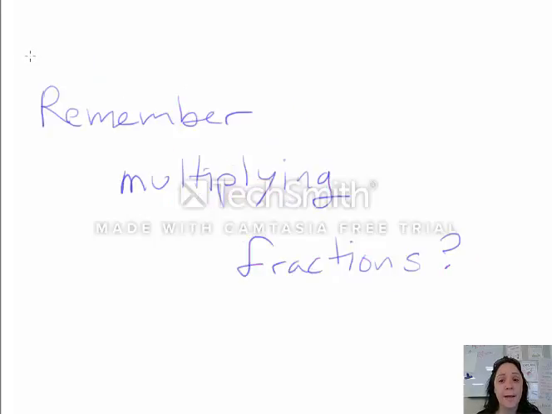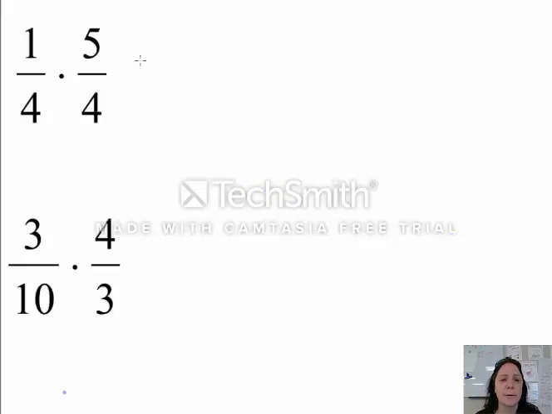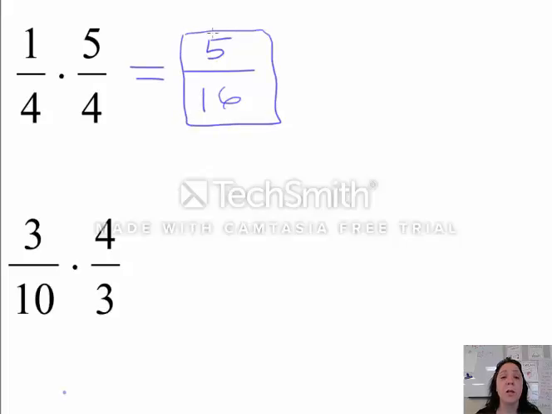You remember how to multiply fractions? You're just going to multiply straight across. So let's have a look first at a simple fraction. I have 1/4 times 5/4. So I multiply across on the top, 1 times 5 is 5. I multiply across on the bottom, 4 times 4 is 16. I can't reduce this fraction at all, so that's my answer.